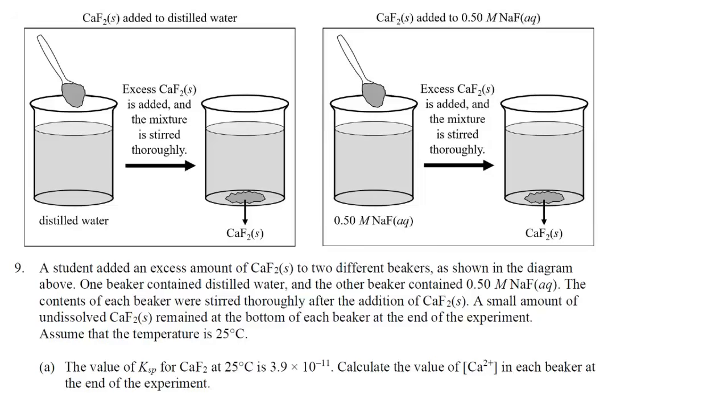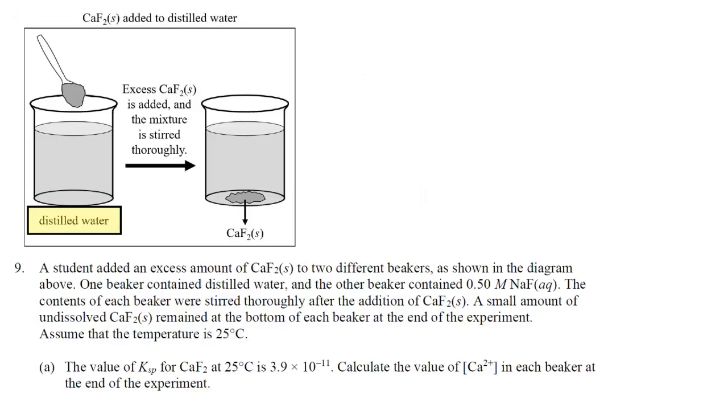So again, we have calcium fluoride dissolved in distilled water, and we have calcium fluoride dissolved in a solution of 0.50 molar sodium fluoride. This is a great example of the common ion effect. Let's begin with the distilled water solution. So we're going to calculate the concentration of the calcium ion at the end of this experiment. Here is the equation for the dissolution of solid calcium fluoride in water. Calcium fluoride dissociates into the calcium ion and the fluoride ion.